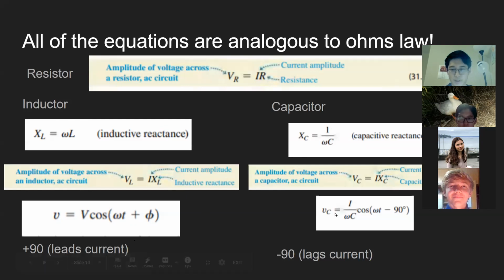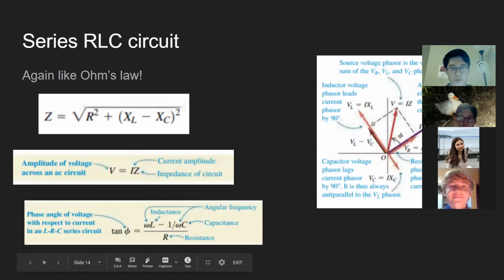And on the other hand, the voltage of a capacitor lags the current by 90 degrees, okay? And I'll show you why this is important in the next slide. Actually, I'll show you right now. Basically, if you look at the right, there's a phasor diagram. Phasor diagrams look really complicated, but actually they're pretty simple.